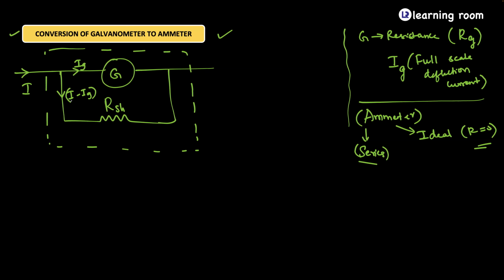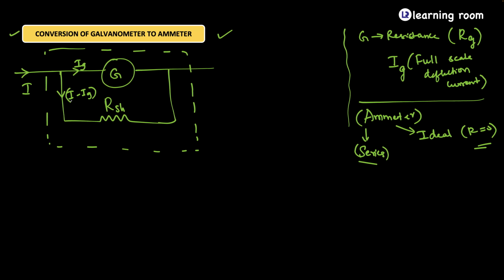So if the current which I want to measure is known to me, then what should be the shunt resistance I need to connect across this galvanometer so that I create an ammeter of the range I require? So the shunt resistance is what we are going to find in terms of the resistance of the galvanometer, Ig and I. Is the point clear? I'm only telling you the requirements. See, the calculation is very, very simple.